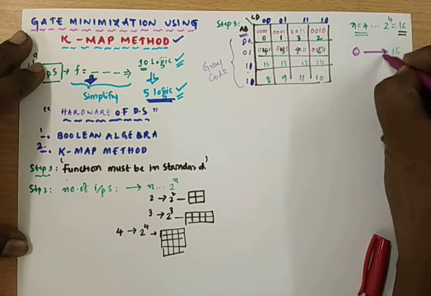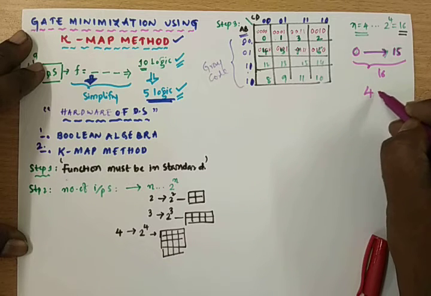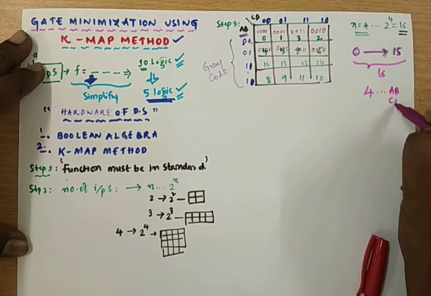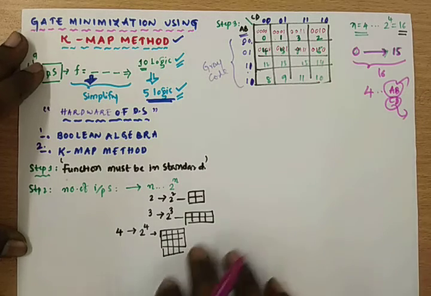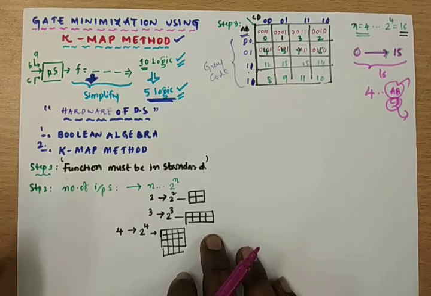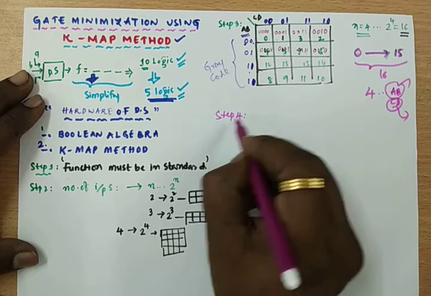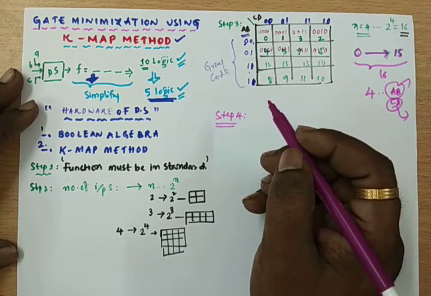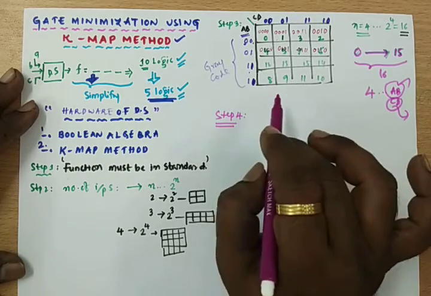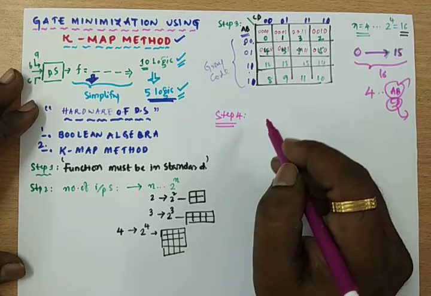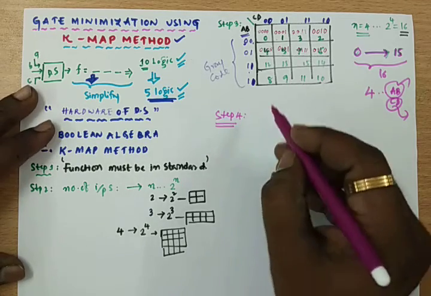Total how many? Total 16 cells are there for the 4 inputs. What are the 4 inputs? A, B, C, D. And A, B is assigned to the row and C, D is assigned to the column there. Then this is step 3. Then coming to step 4, whatever standard function, that is the question, we have to assign that question into this particular K-map, and we have to fill it into the cells.